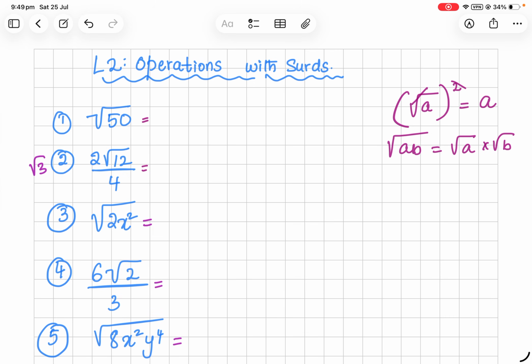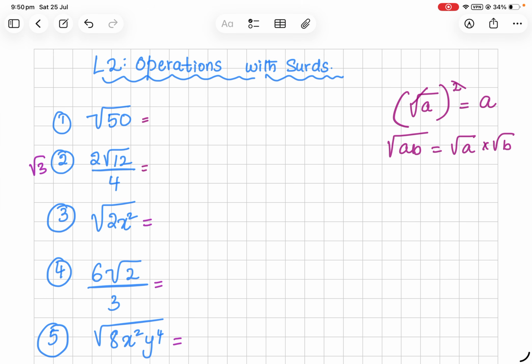Hello everyone, in this video I'm going to talk about how to do operations with surds. Before we start the lesson, I just want you to recap a few formulas. The square root of a whole squared, you cancel the square root and the square and you end up with a. And the square root of ab is nothing but the square root of a times the square root of b, so you can separate those two things out.